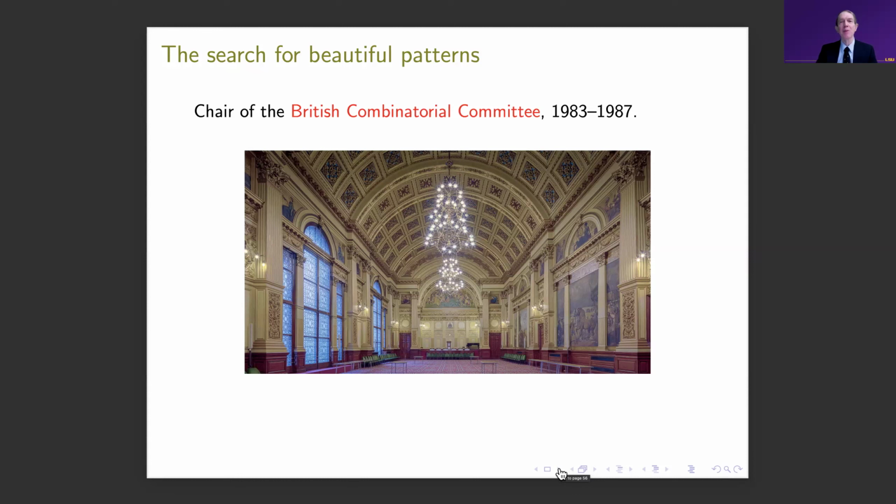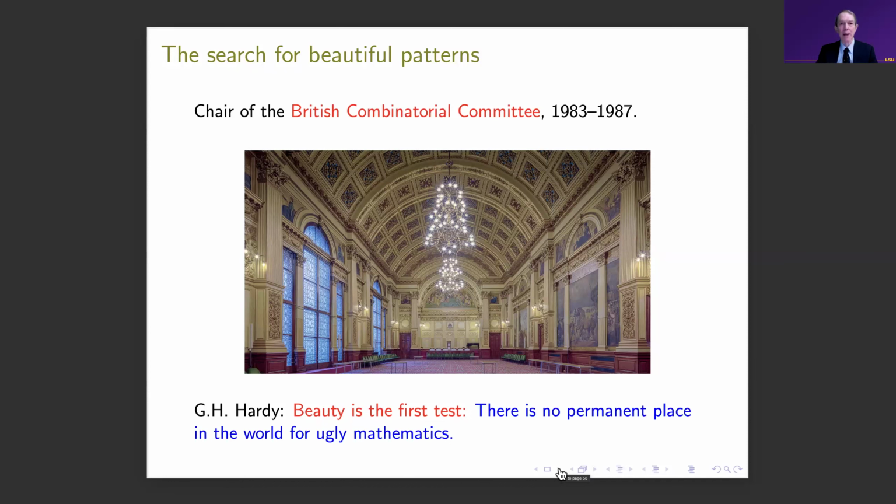And Dominic was mindful of his audience, and he talked about what it was that he liked about mathematics, and it was the search for beauty. Many of you will know G.H. Hardy, the Cambridge mathematician from the middle of the 1900s, wrote eloquently about beauty and mathematics. In particular, he wrote, "Beauty is the first test. There is no permanent place in the world for ugly mathematics."